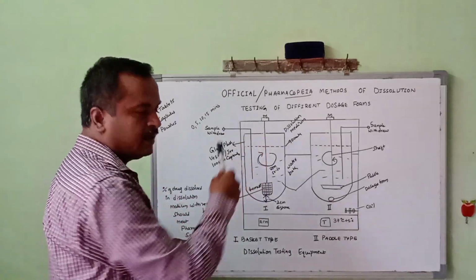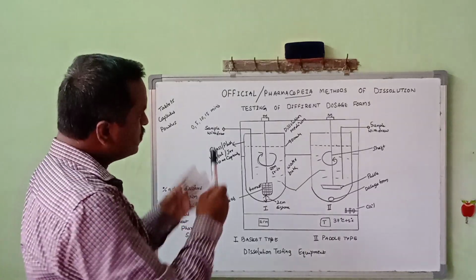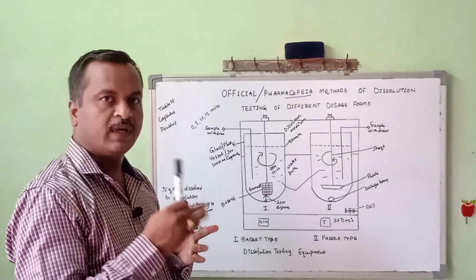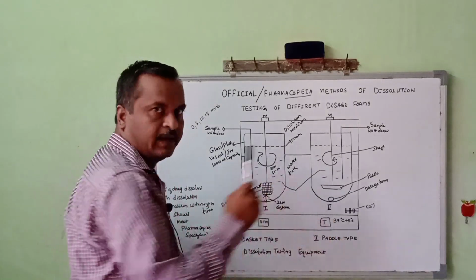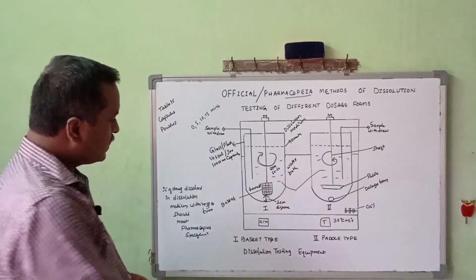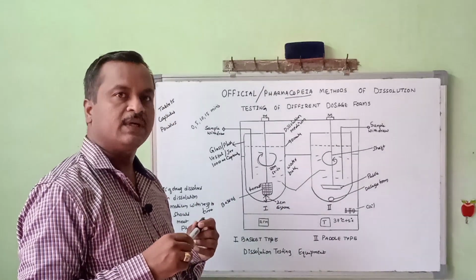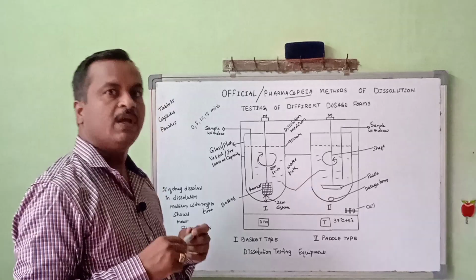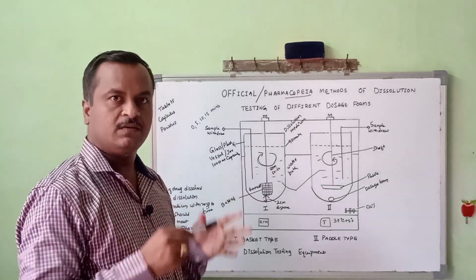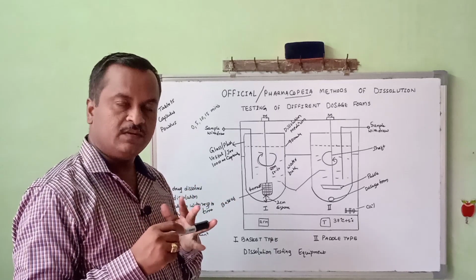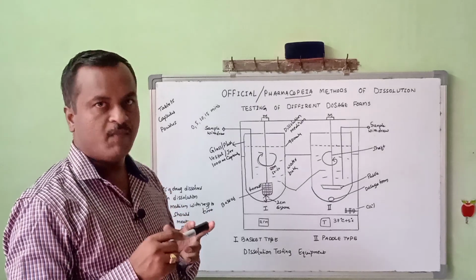There are many dissolution testing apparatus available. Among them, the most important and most widely accepted in industry are the basket type and paddle type. The principle is dissolution: the amount of substance that goes into solution with respect to time, temperature, RPM and dissolution medium.